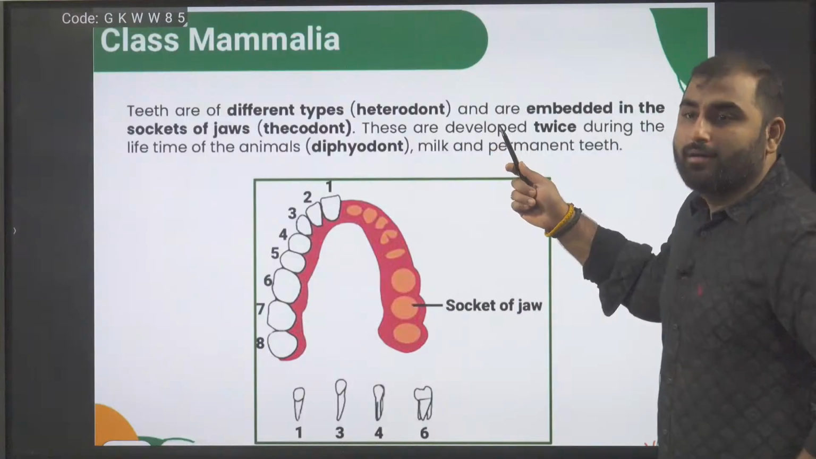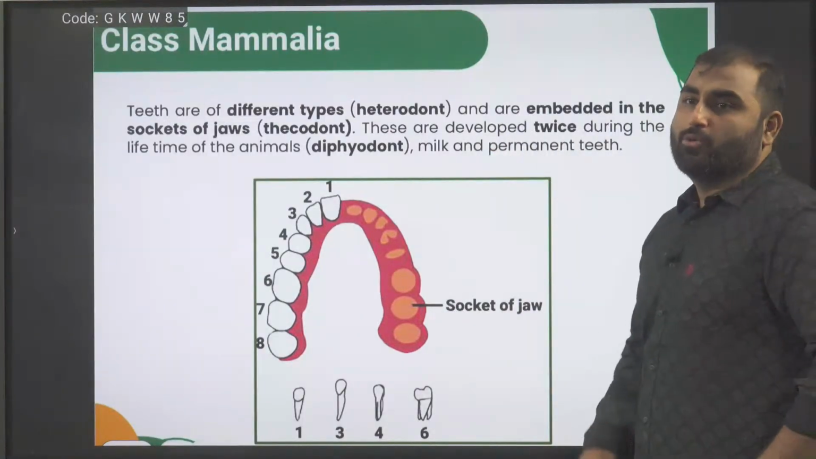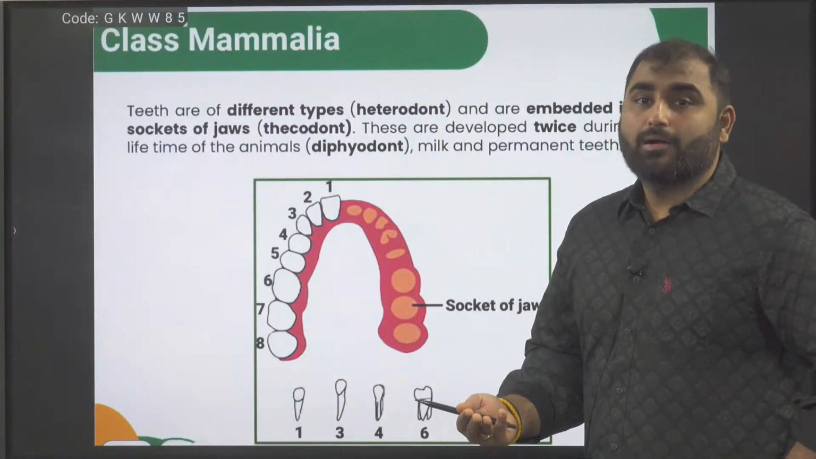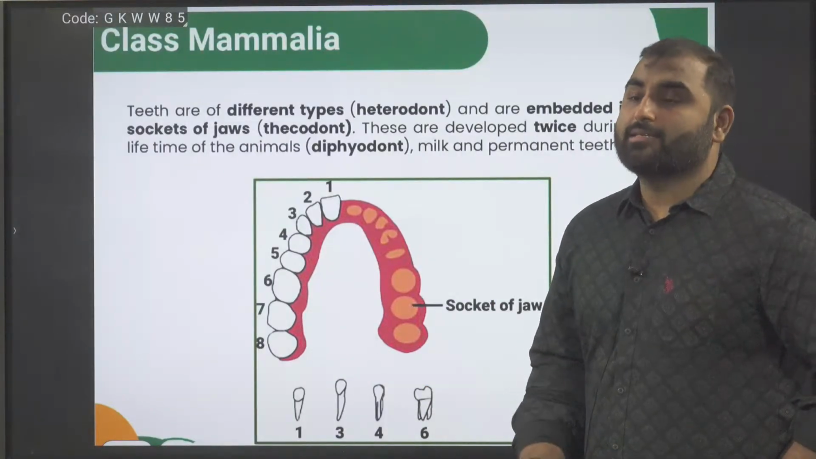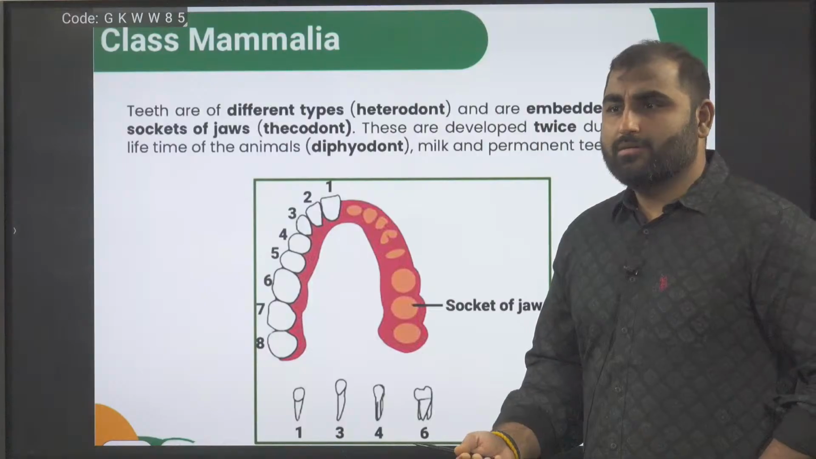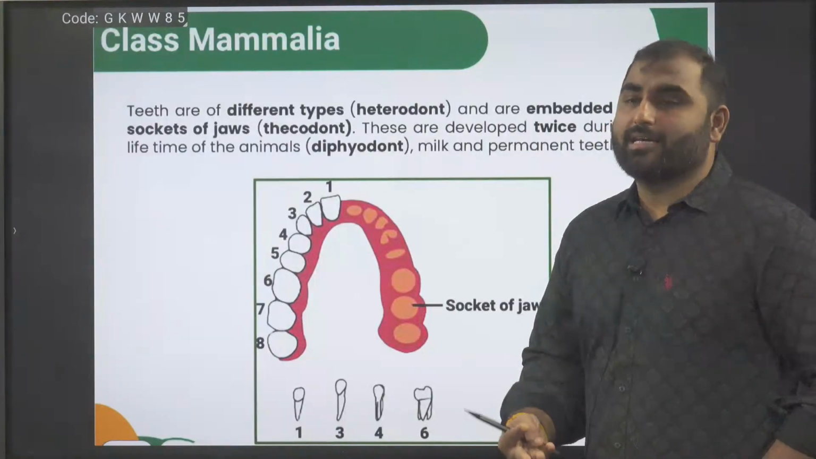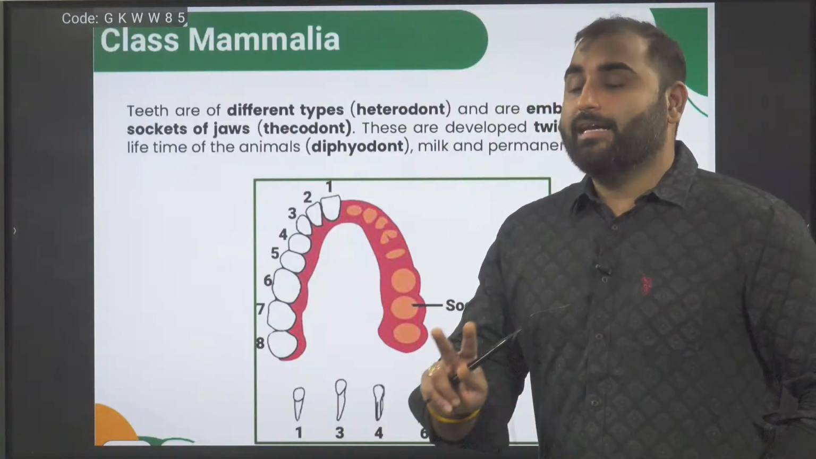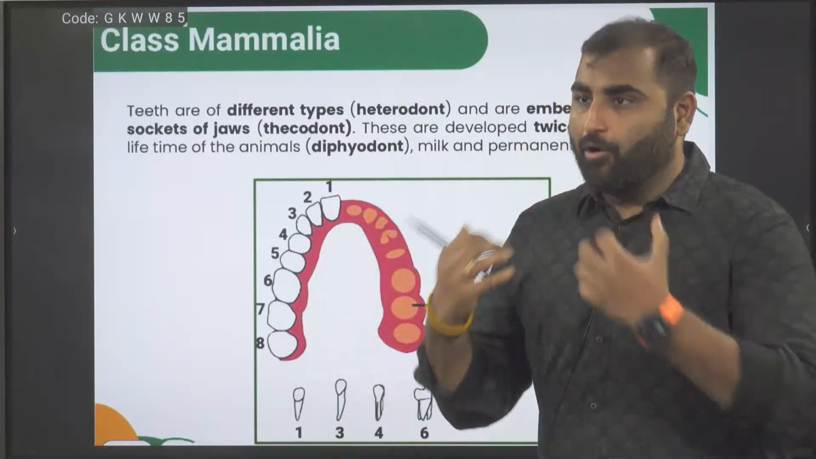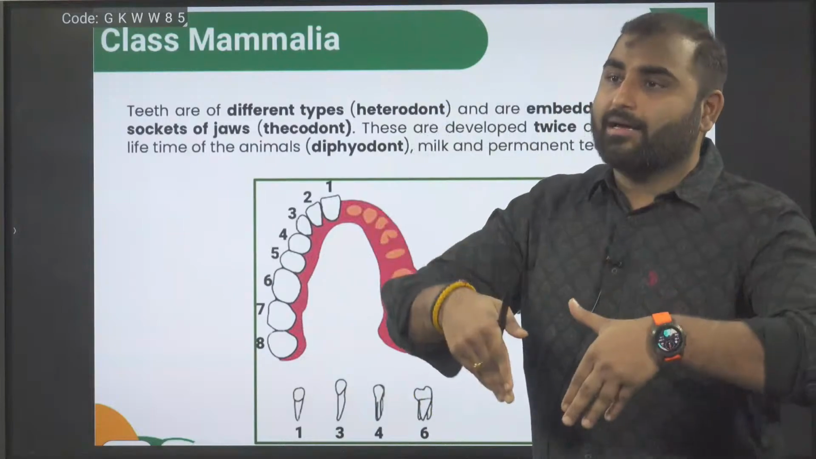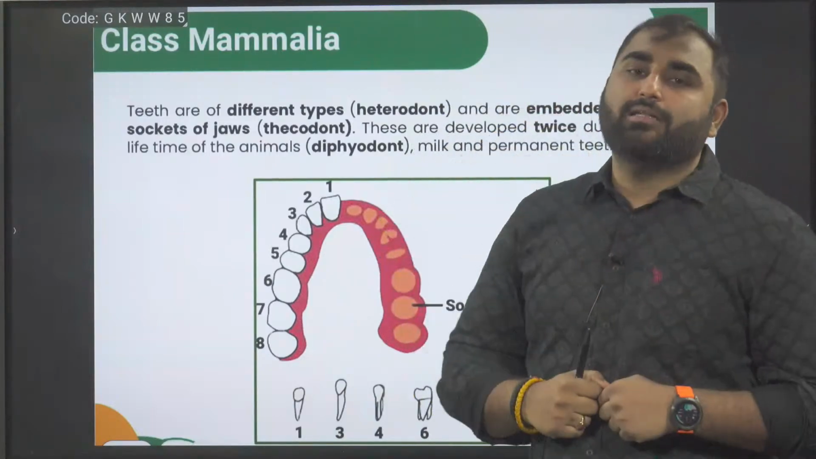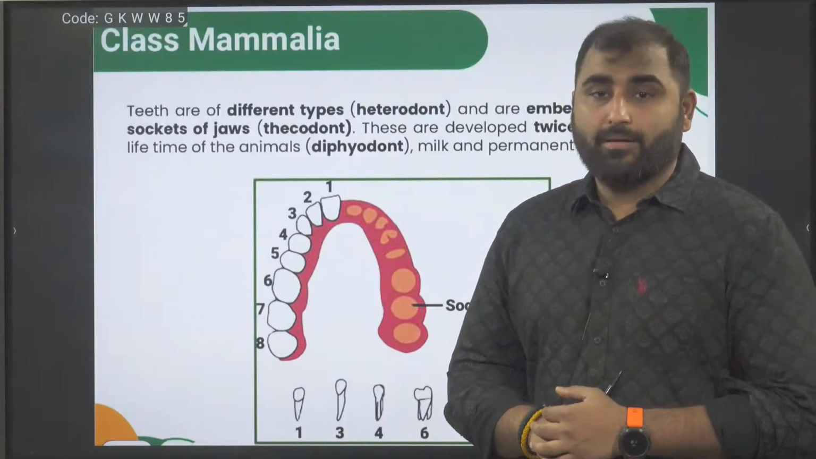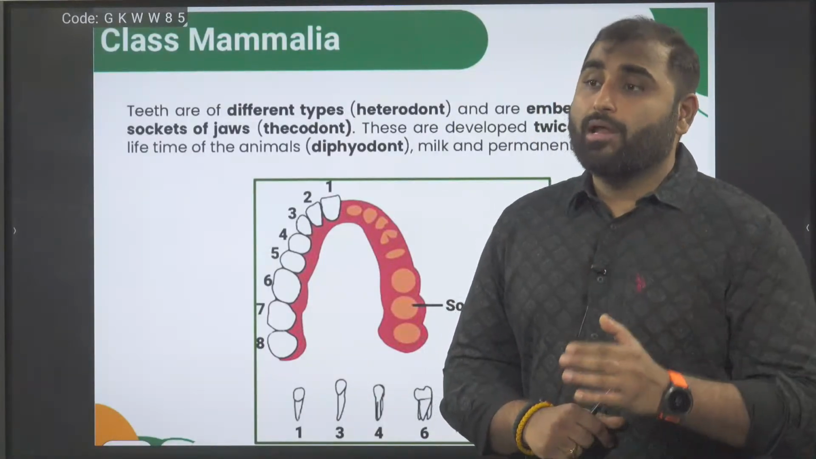Then the development is twice. So in your young age, you get the milk teeth, 20 in number, right? At that stage you have the incisors, canines and molars, but you don't have the premolars, right? So you have only 20 teeth. Then as we become adult, those milk teeth automatically fall down. Why do they automatically fall down? Because the permanent teeth are coming. The permanent teeth push out the milk teeth, and then you get the permanent teeth, which are 32 in number, right? The incisors, the canines, the premolars and molars.